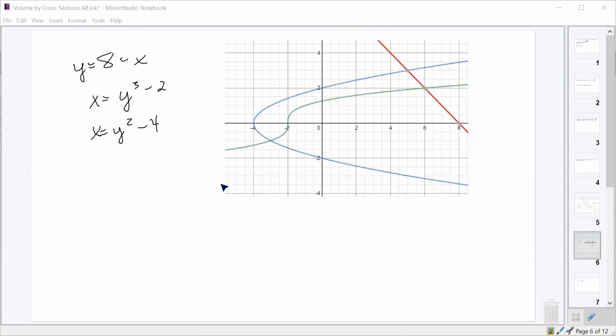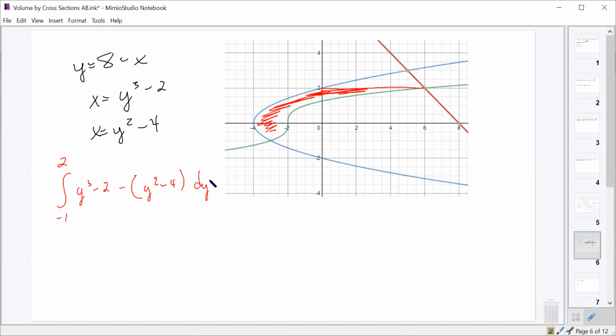So to start with, we're going to do this part in red. And the part in red should be an integral from -1 to +2 of the cubic in terms of y, because that's the right function, minus the parabola in terms of y, because that's the leftmost function. Everybody good with that?